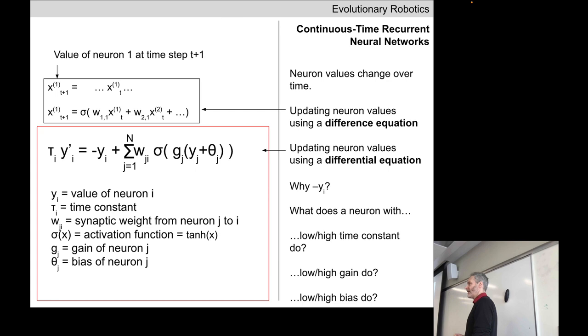Question? Is it similar to just like an offset? It is an offset. Yeah, exactly. Bias, offset, same thing. We're allowing evolution to set some constant offset to the output of the jth neuron.